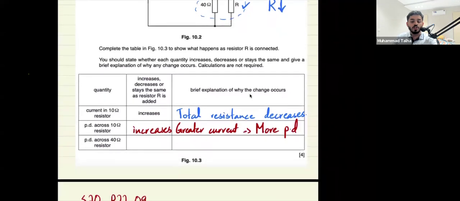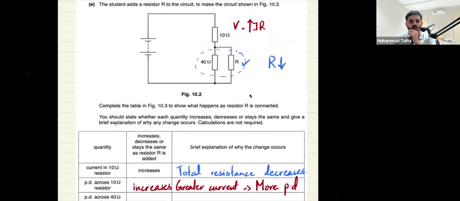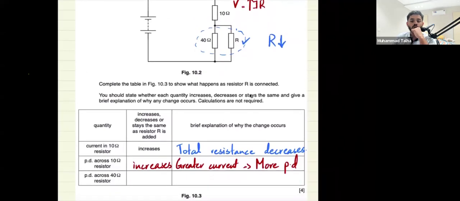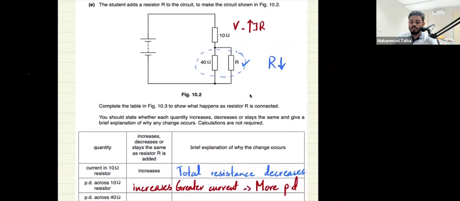The last one is across the 40 ohm resistor. Now for the 40 ohm resistor, how would you talk about this? You want to talk about the potential difference. One of the ways is to say that this is some voltage V1, which appears here, and this is some voltage V2, which appears across these two. And I know that because of voltage division, V1 plus V2 must always equal the EMF of the battery. So if V1 is going up, I can say that V2 has to go down, right?